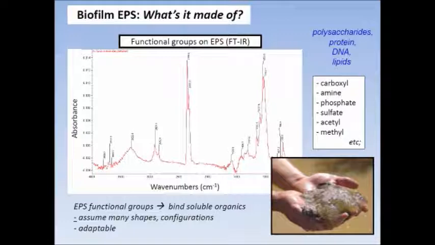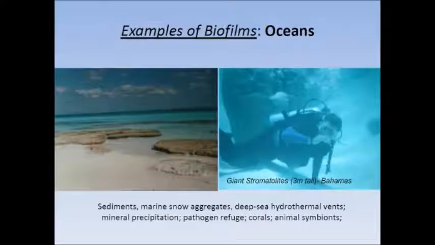Now, I mentioned EPS is very important. What is it made of? It's made of a number of things: polysaccharides, proteins, DNA, lipids, but more importantly, it has a lot of different functional groups to it. This is an infrared spectra showing different functional groups that pop up on one type of EPS. And as you can see, it's loaded with things like carboxyls, amines, phosphates, so on and so forth. And this, in fact, is what gives EPS its many properties that are helpful to cells.